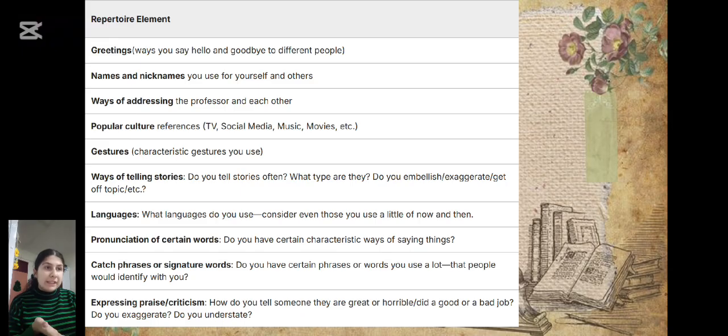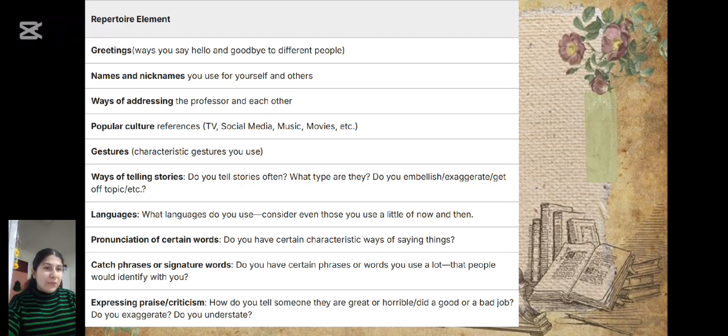You show that they're important for you. Then we have ways of addressing, popular culture references, and your gestures. How do you use them? Ways of telling stories. Do you tell stories to your students? What are these stories? And languages. Which language do you use in the classroom? The language that you use at home or the official language? Then pronunciation of certain words. Do you have certain characteristic ways of saying things? For example, when I'm saying hocam.